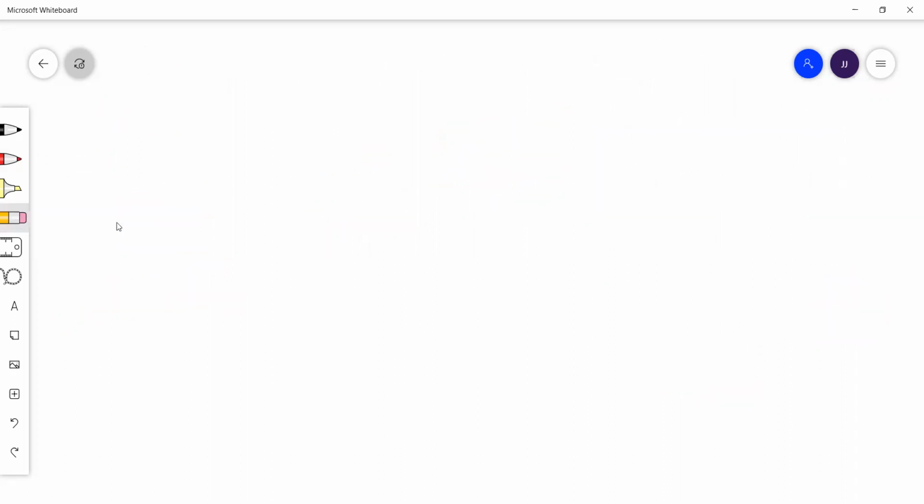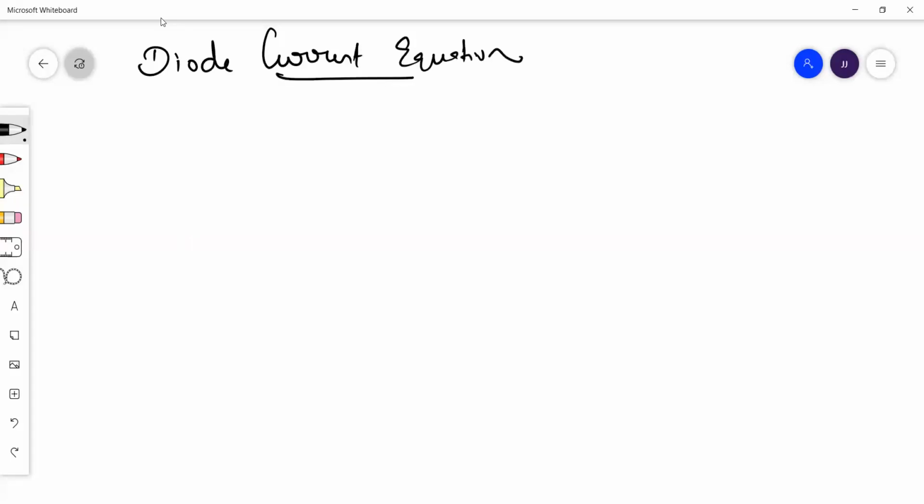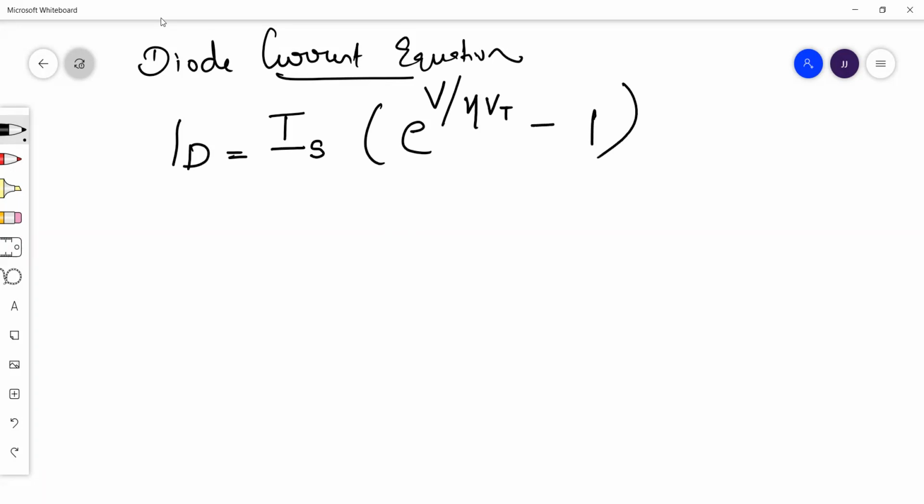Next is called the diode current equation. What is the diode current equation? The diode current ID, the current passing through the diode, is equal to IS, the saturation current, into e raised to V by eta VT, minus 1. Have you studied this equation in EDC, electronic devices and circuits?